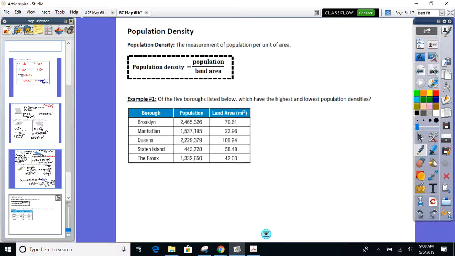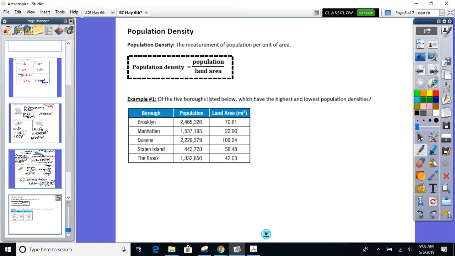Versus maybe we go in the auditorium and I put a few kids in there. Even though the auditorium's a big space, doesn't matter because I put a couple kids in there that has a low population density. All right, so that I know you are picking this concept up.